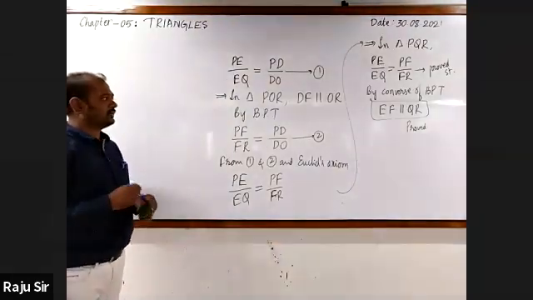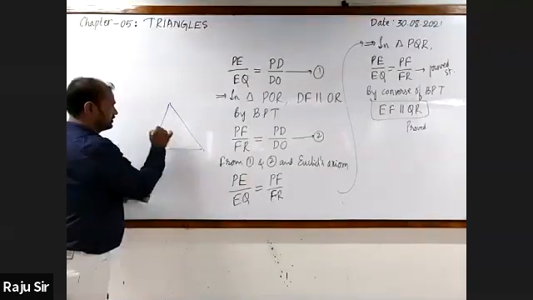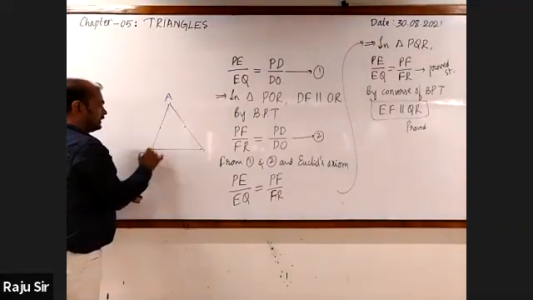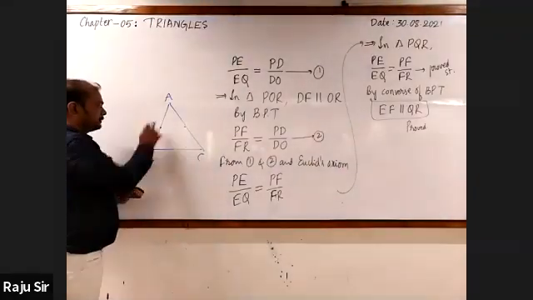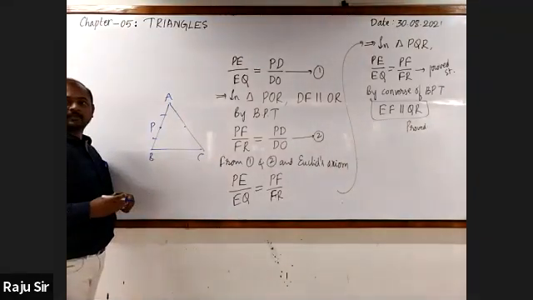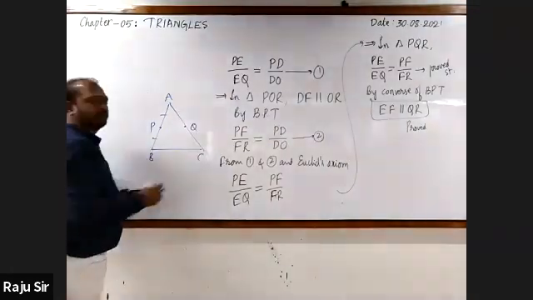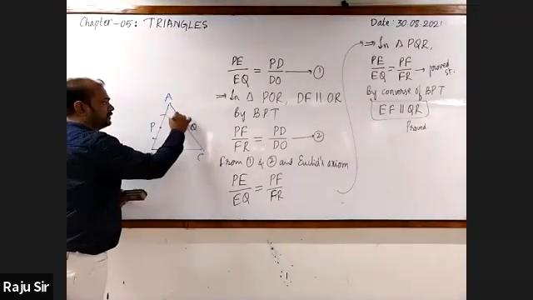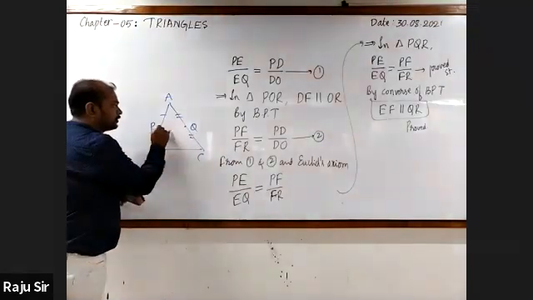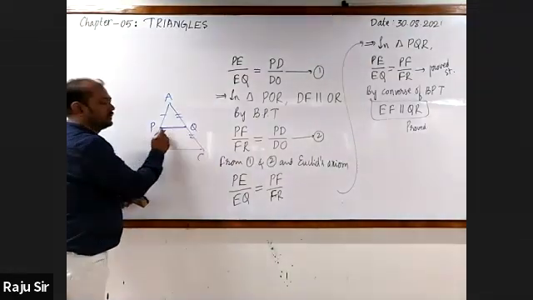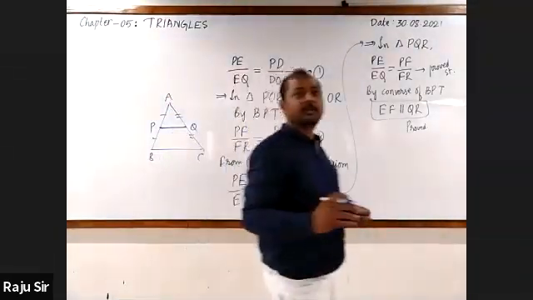Maybe in a triangle. The statement is related to a triangle and its concept. ABC is a triangle. P is the midpoint of AB. Therefore, AP equal to PB. Q is the midpoint of AC. So AQ equal to QC. Now let us draw a line segment which joins the midpoints of two sides. Can you? Yes. Midpoint theorem.